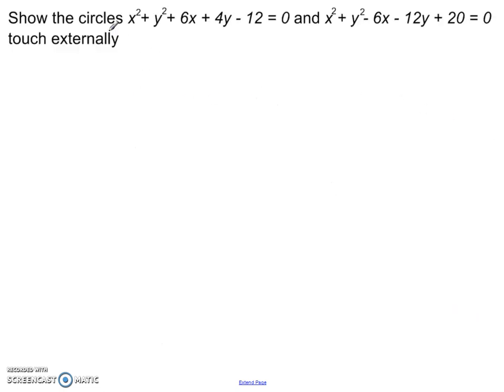Imagine I've got two circles given by these equations. So there's my first circle, there's my second circle, and they touch externally, and I want to show that. We have to think to ourselves, what property does it mean if the two circles touch externally?